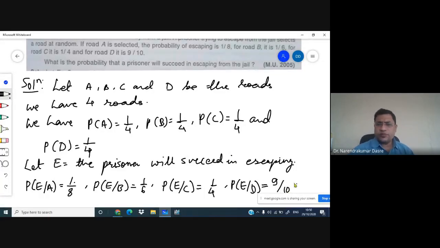From this information, what do you feel, which road the prisoner has to choose so that his chances of escaping will be more, and why? You have the data now. Which road should he choose so that the chances of escaping will be high? Think over the data, and then select a road. Why is it so?